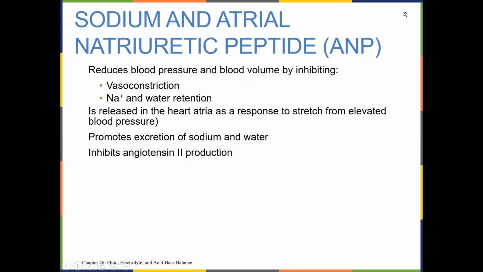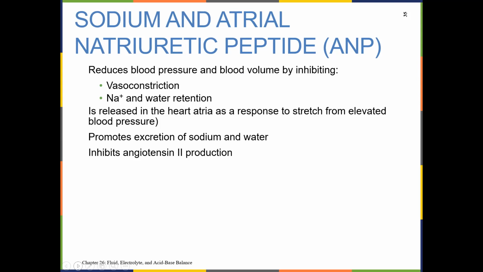ANP, atrial natriuretic peptide, otherwise we call it ANP. It counteracts the effect of aldosterone. Aldosterone raises blood pressure by retaining sodium and retaining water. ANP detects this rise in blood pressure by stretching of the atria. The atria start stretching in the heart, then the heart will release ANP, which will prevent vasoconstriction.